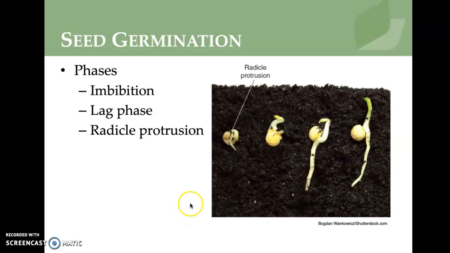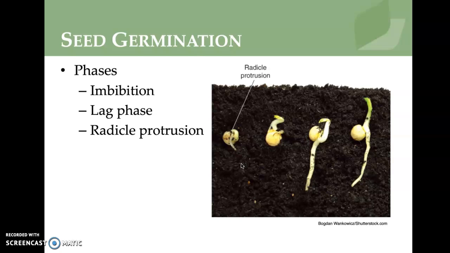Seed germination is showing you the phases. Basically, they have imbibition, which is the physical process where water is rapidly taken up by the seed, hydrating the inner tissue. There's the lag phase, which is the period with little or no water uptake, but with many cellular activities that prepare the seed to grow. And then there's the radicle protrusion, which sounds super cool. It's really just, like the image is showing you, that root starting to bust open through the seed coat and the plant starting to find its way.